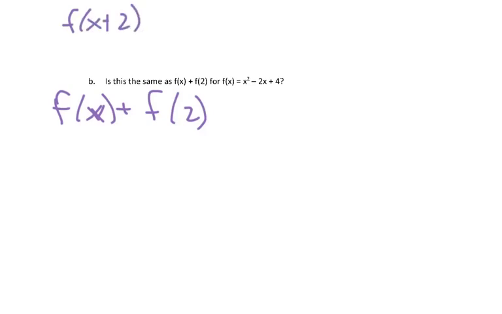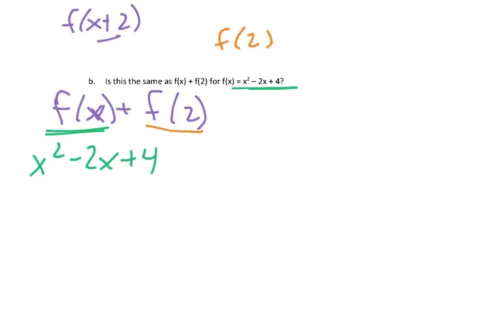So this says, is f of x plus f of 2 the same thing? So let's find f of x plus f of 2. Remember, last time we found f of x plus 2, where it was in parentheses. This time it's split apart. So f of x tells us right here that that is x squared minus 2x plus 4. So let's find f of 2 first.